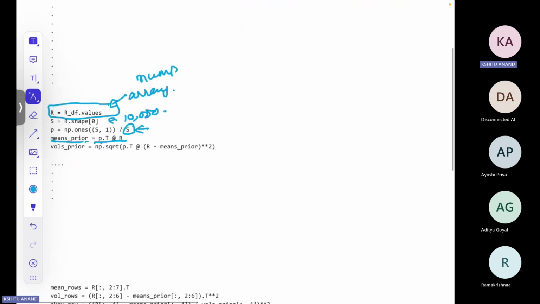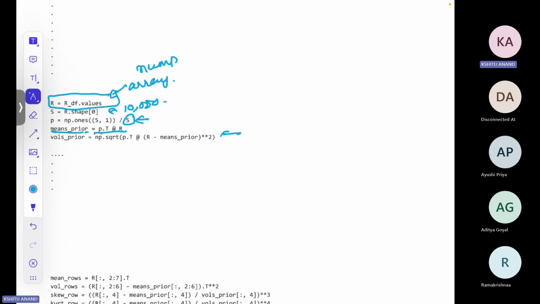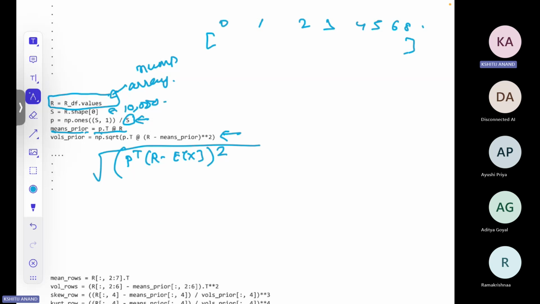And here, similarly, you are calculating the volatility. Volatility is nothing but probability transpose into R minus the expected return, that whole thing squared, and then the square root. So this is basically the prior volatility. Okay, so the prior volatility will give you the volatility of each of the assets. So it is also a 10-row, one-column matrix.